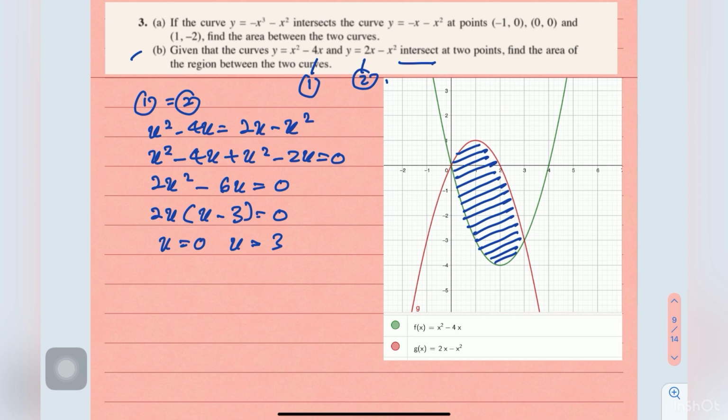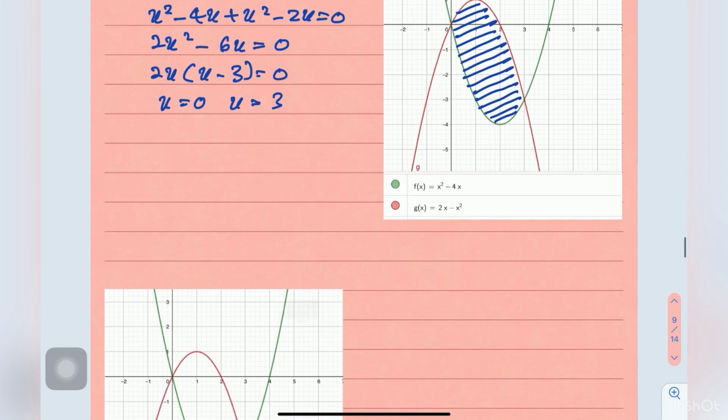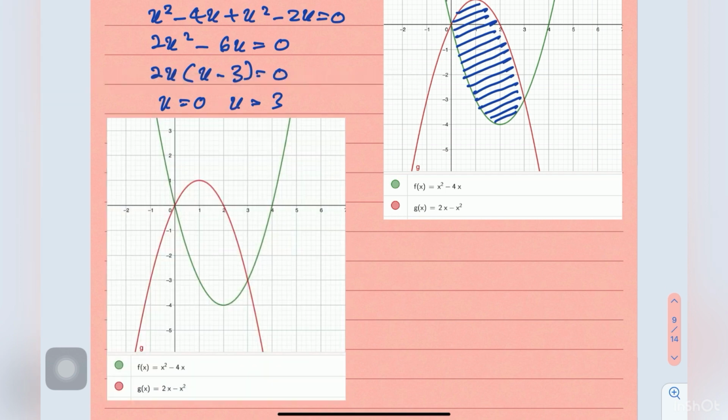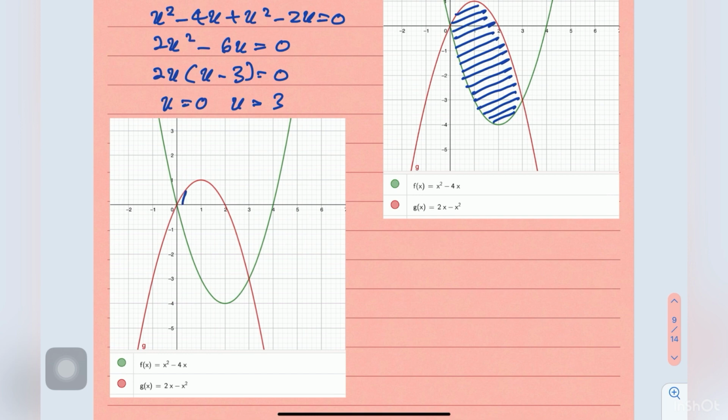To get this area, we need to find the areas one by one, separately. So here I have another graph. Look at the graph. First of all, I need to find this area. The limit is 0 to 2. And for the bottom one, I need to find the limit first. The limit is 0 to 3. So find this area. Then finally minus this area. The limit is 2 to 3.